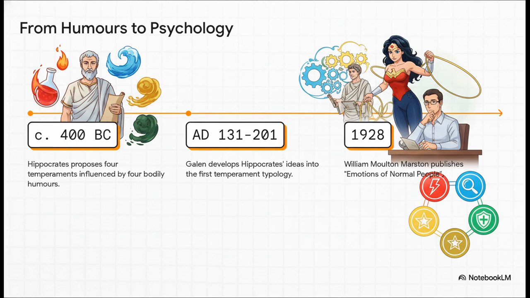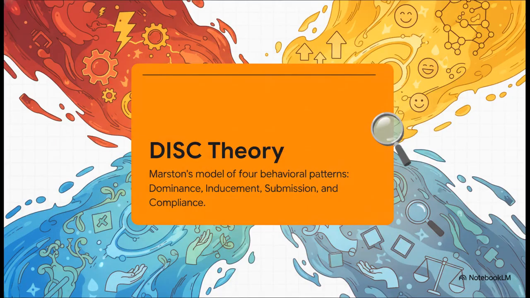Now, fast forward a couple of millennia to 1928, a psychologist named William Moulton Marston, and here's a great piece of trivia, he also created Wonder Woman, published a really influential book that gave us a modern psychological model of behavior. So Marston's work became the foundation for something you might have heard of called DISC theory. The idea was that our behavior is shaped by how we see the world around us, is it friendly or hostile, and how we see our own power within it. These ideas have been a staple in business for decades, for one simple reason.